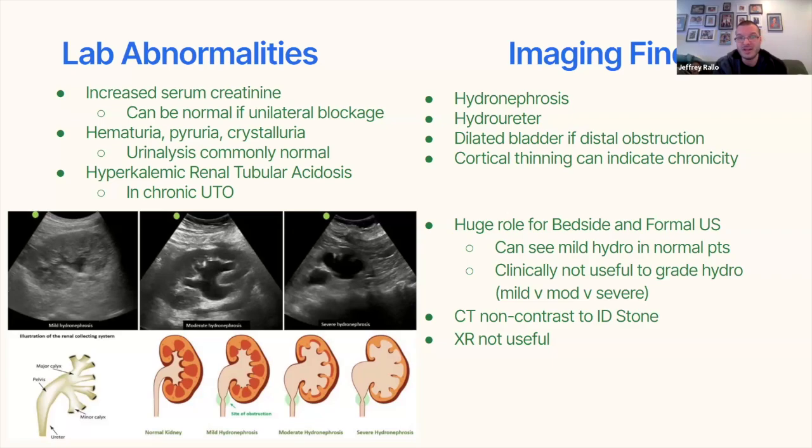And then cortical thinning, if some of you are kind of getting used to what the cortex of the kidney looks like on bedside ultrasound, and then you can start to recognize when it is thinner than usual. Again, more adult stuff. I'm sure you're well aware of this, but as it progresses, cortical thinning can indicate level of chronicity of the kidney obstruction, urinary output obstruction.